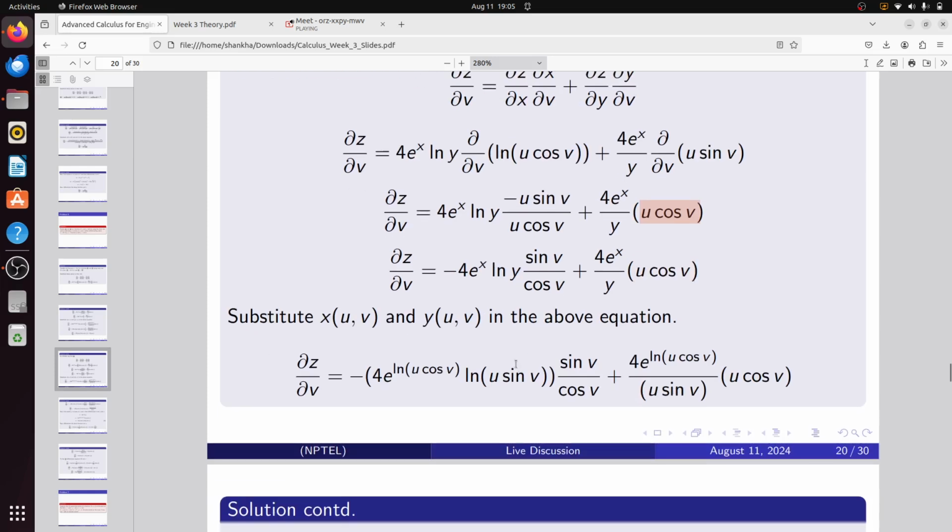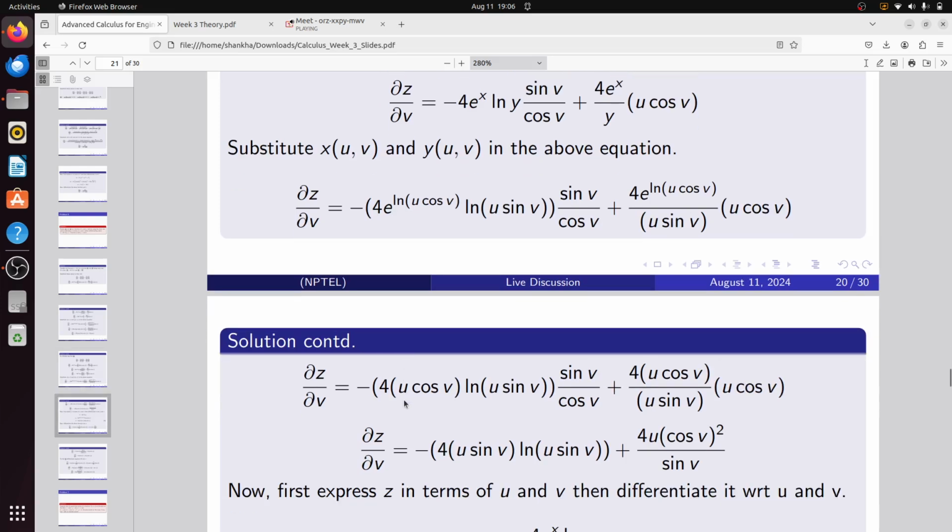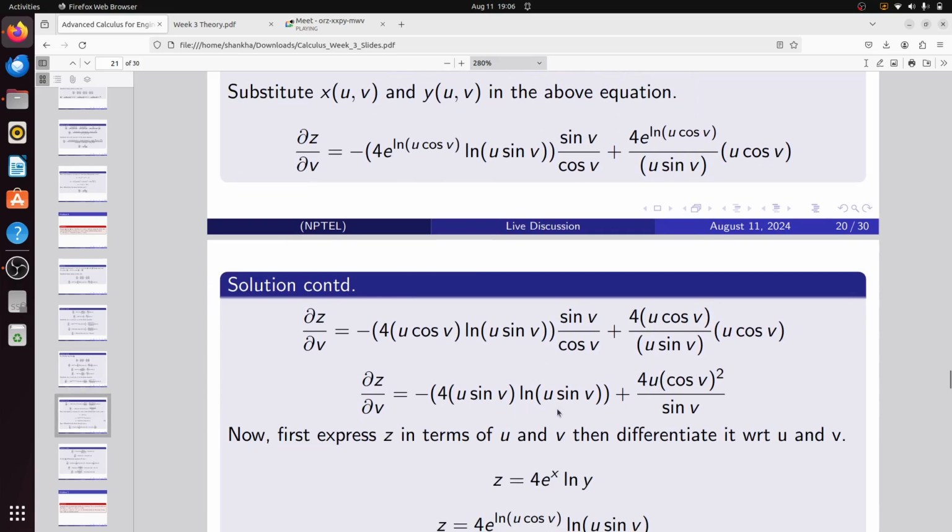Now you put the values of x and y. That will be minus 4e^x, and instead of e^x you need to write u cos v, into ln(u sin v) sin v/cos v. So that will be minus 4u cos v. So here you will get minus 4u sin v ln(u sin v), and from here you will get 4u cos²v/sin v. Is it clear? We have just utilized the chain rule here.